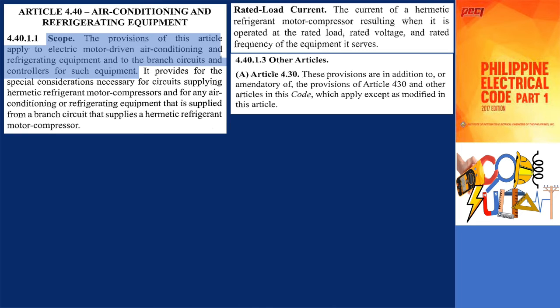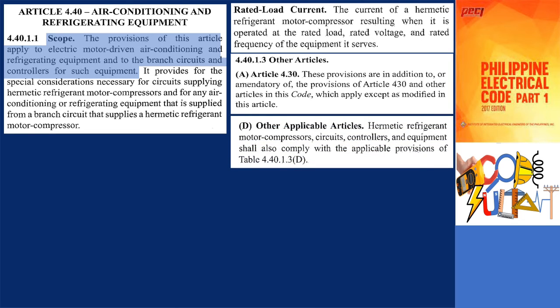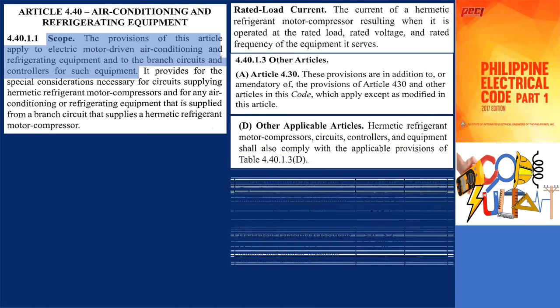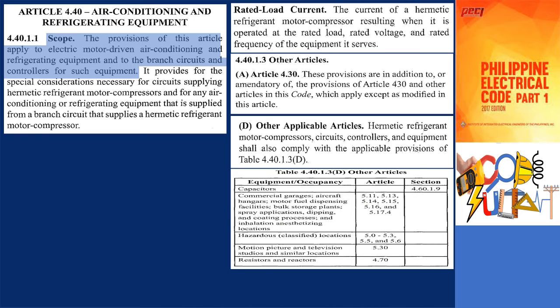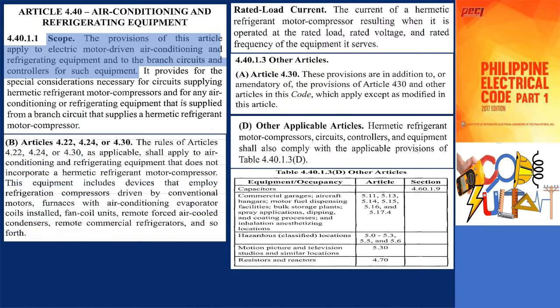As noted, Article 4.40 builds on Article 4.30. But, depending upon the equipment or occupancy, other articles apply. These are identified in Table 4.40.1.3d. Not all air conditioning and refrigeration equipment motors fall under Article 4.40. Air conditioning and refrigeration equipment that doesn't have hermetic refrigerant motor compressors, such as furnaces with evaporator coils, must comply with, respectively, Article 4.22 for appliances, Article 4.24 for electric space heating, and Article 4.30 for motors.